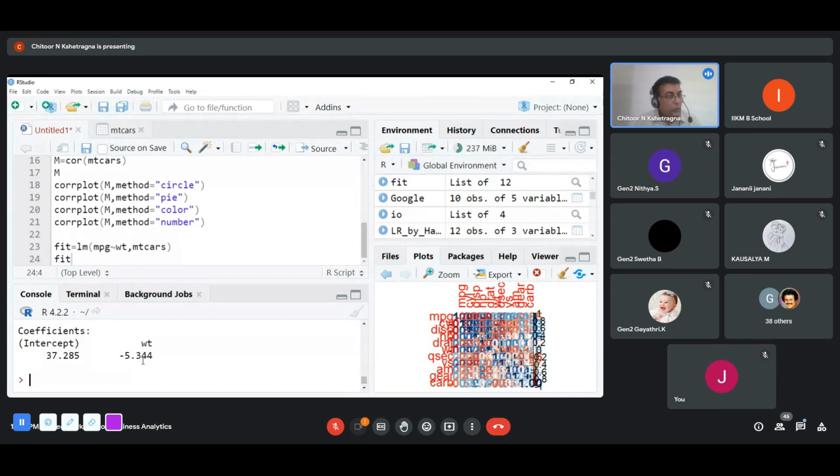27.28 minus 5.344. Okay. So now there's something called the intercept value and weight of the car. So now we can create an equation with this. Let me show how this equation works and how we'll do a prediction. Just a simple demonstration.